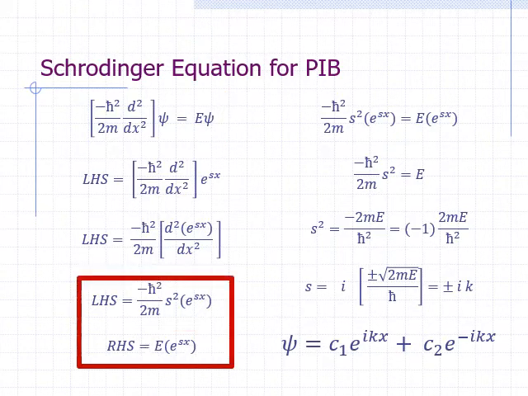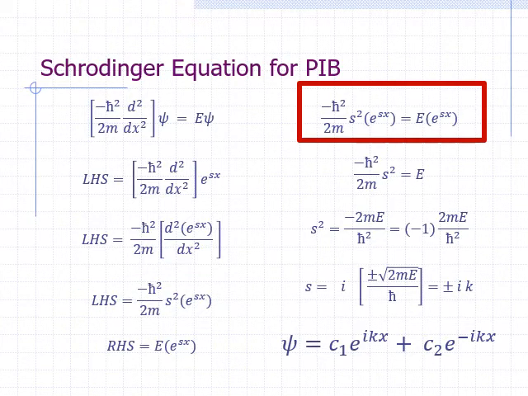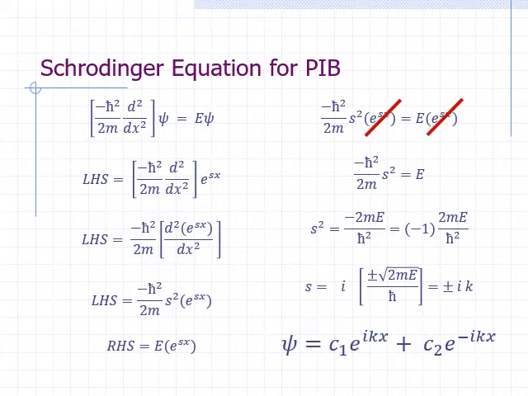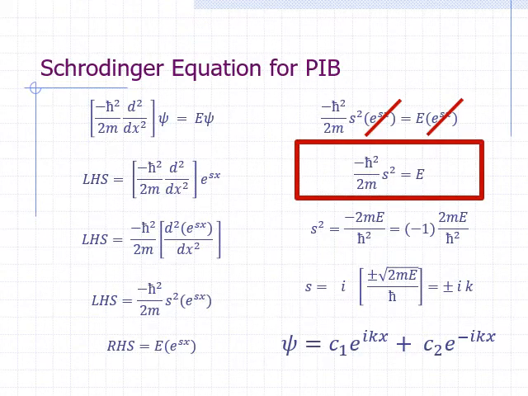Equating the substituted expressions for the left and right-hand sides gives us negative h bar squared over 2m times s squared times e to the sx is equal to E times e to the sx. We can see that e to the sx cancels from both sides. This means that negative h bar squared over 2m times s squared is equal to E. Initially, we just assumed that s is some constant. Now we can see that the value of the constant s depends on what the energy of the system is.